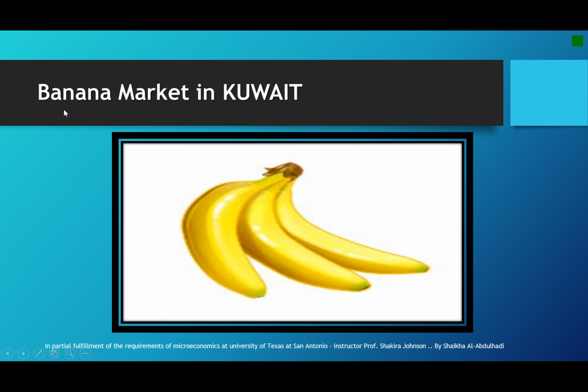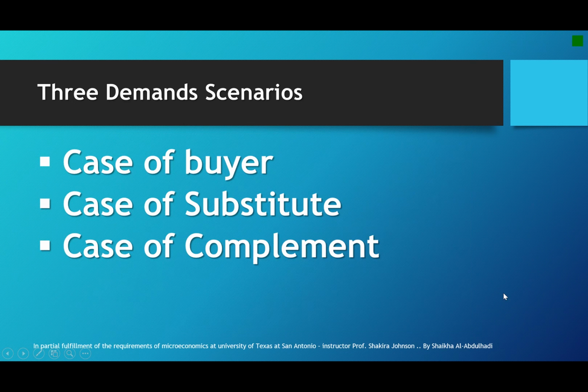Let's talk about the banana market in Kuwait and take it as an example for the three scenarios of demands and supplies. The three demand scenarios are as follows: case of buyer, case of substitute, and case of complement.